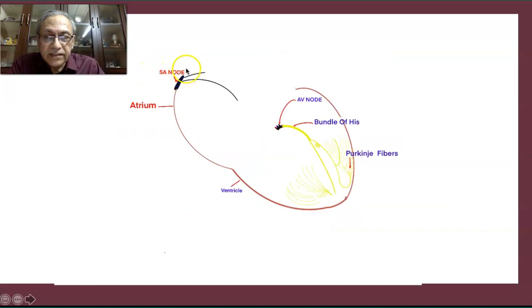So this is the SA node which is situated on the upper part of the right atrium which generates the electrical current. From there it spreads to the right atrium and then goes on to the left atrium and ultimately reaches the AV node, from where it goes to the bundle of His, then bundle branches, the Purkinje fibers, then goes on to the ventricular fibers.